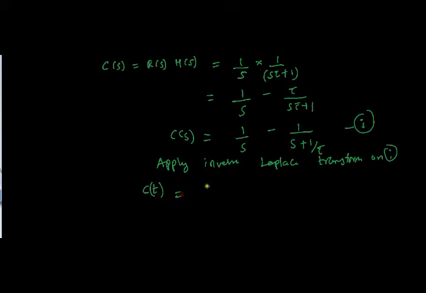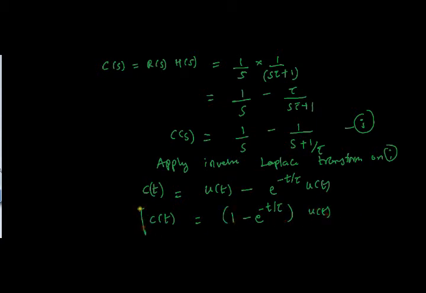This is equal to u(t), since the inverse Laplace transform of 1 by s is u(t), minus the inverse Laplace transform of 1 upon s plus a, which is e raised to minus at. In this case, it is e raised to minus t by tau into u(t). So c(t) can be written as 1 minus e raised to minus t by tau into u(t). Okay, so this is the time response of first order control system.